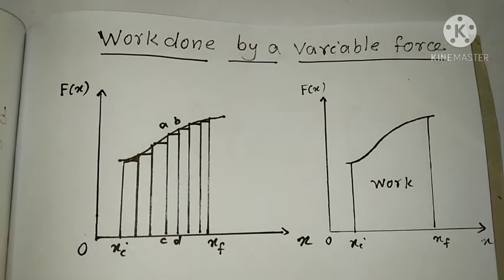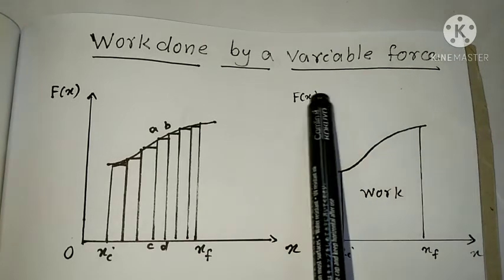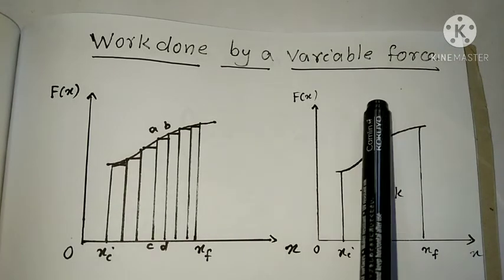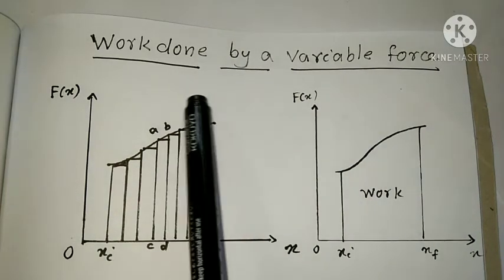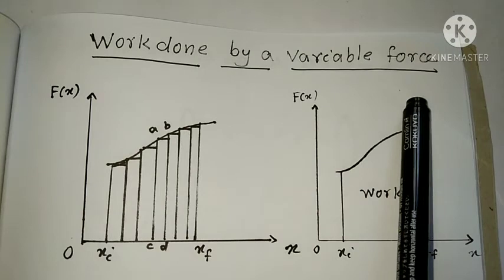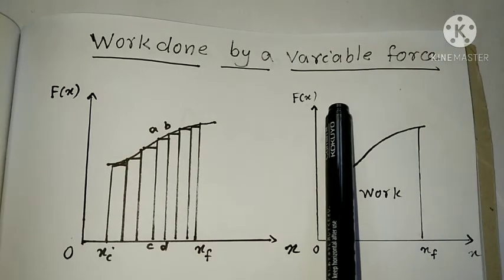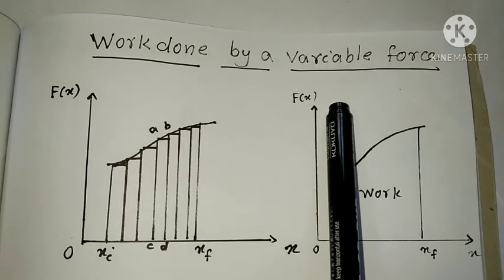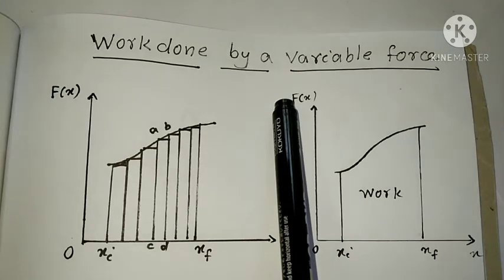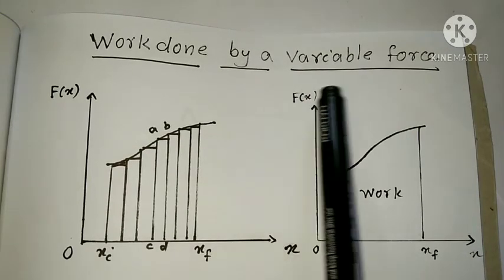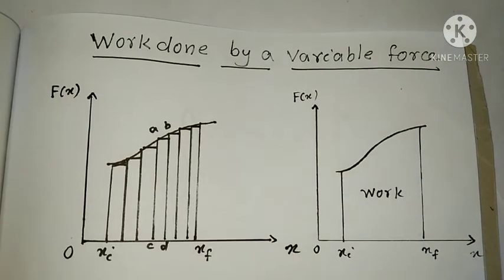Now our topic is work done by a variable force. Variable force means the force is changing. So how will you calculate the work done by a variable force? For the constant force we have one formula, W equal to Fd cos theta. That formula is not suitable in this case. So, to find the work done by a variable force, we should draw a graph.